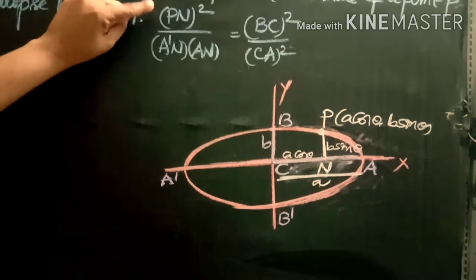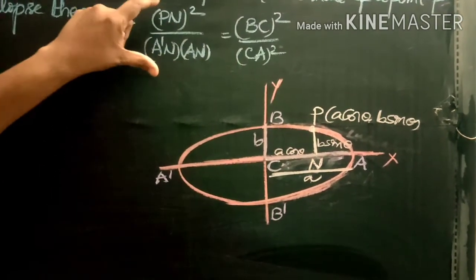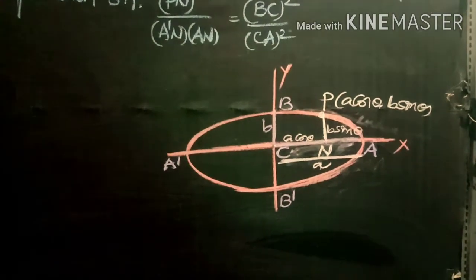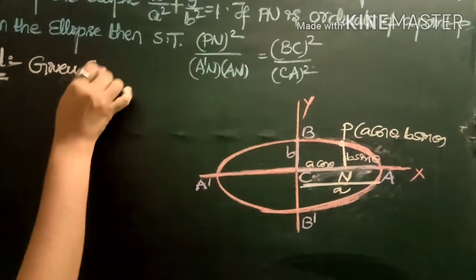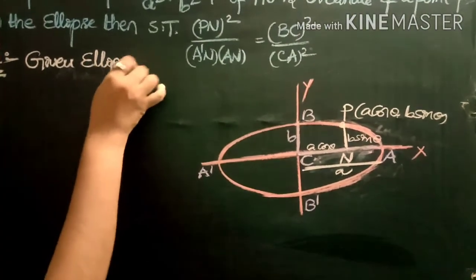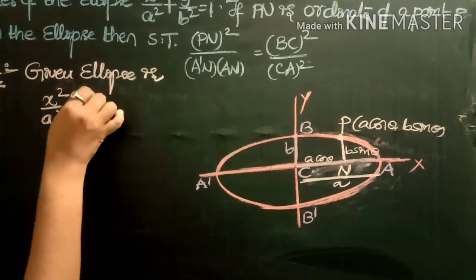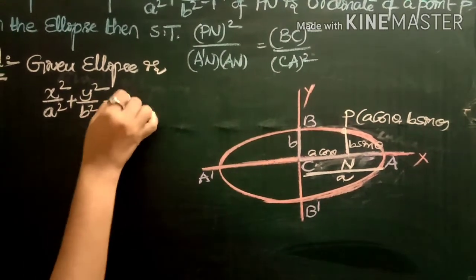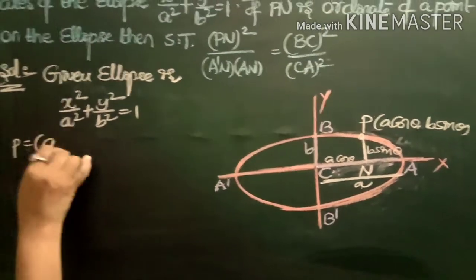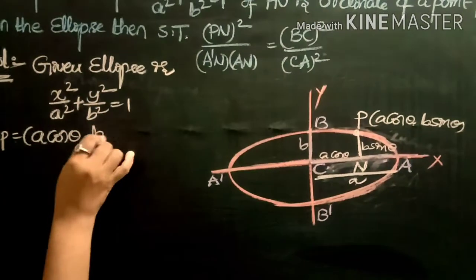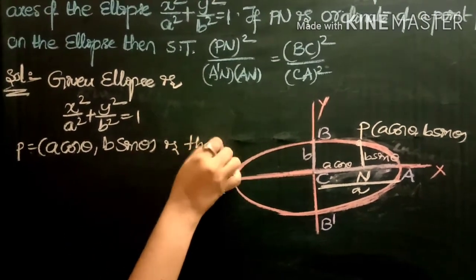Now show that PN whole square by A dash N into AN is equal to BC whole square by CA whole square. Now we want to show this result. So first we are writing the given data here. Given ellipse x square by a square plus y square by b square is equal to 1. And next we take one point P on the ellipse, that is P is equal to a cos theta comma b sin theta, is the point on the ellipse.